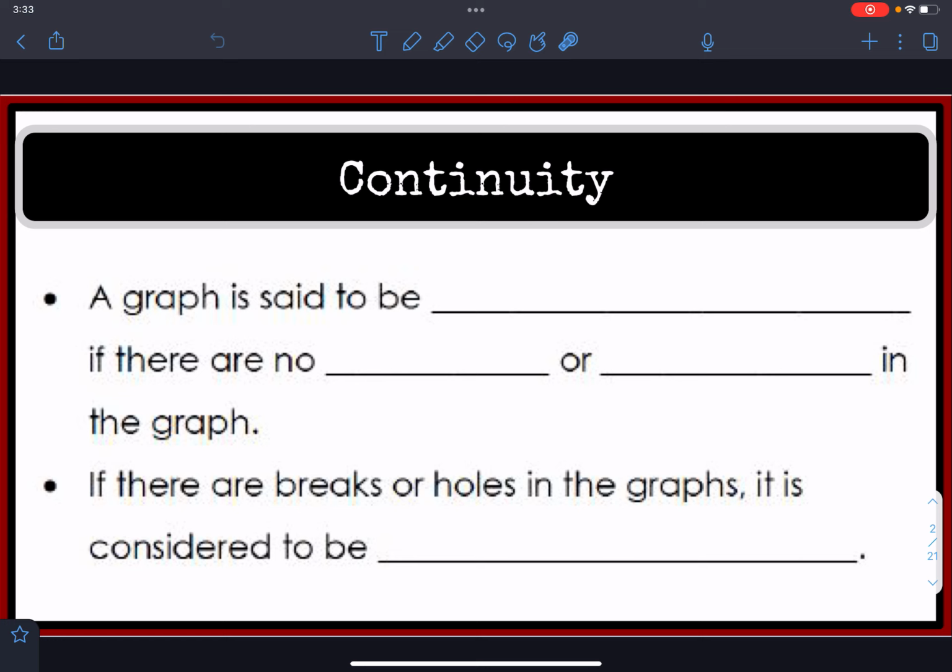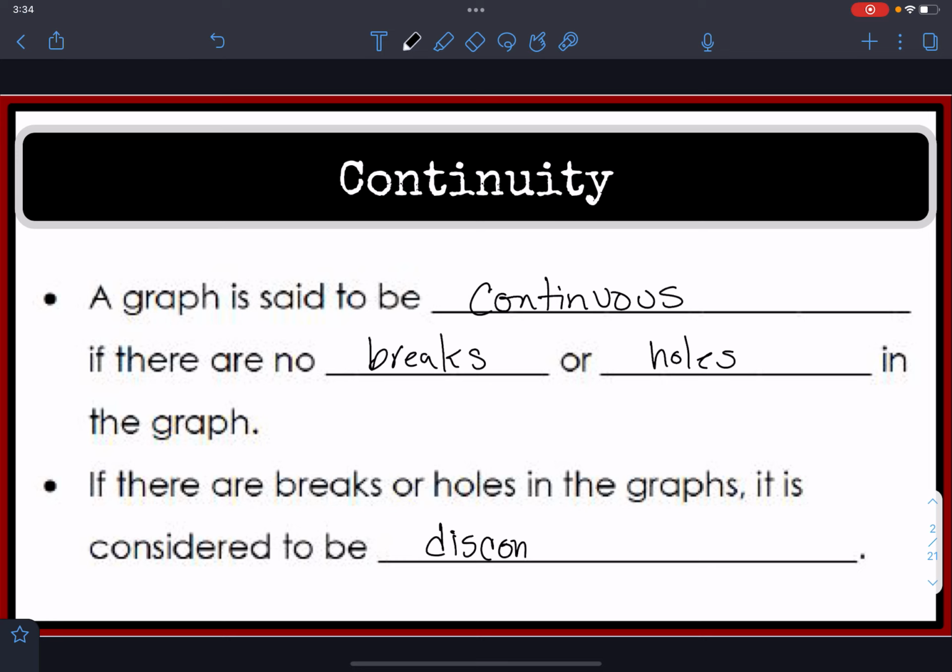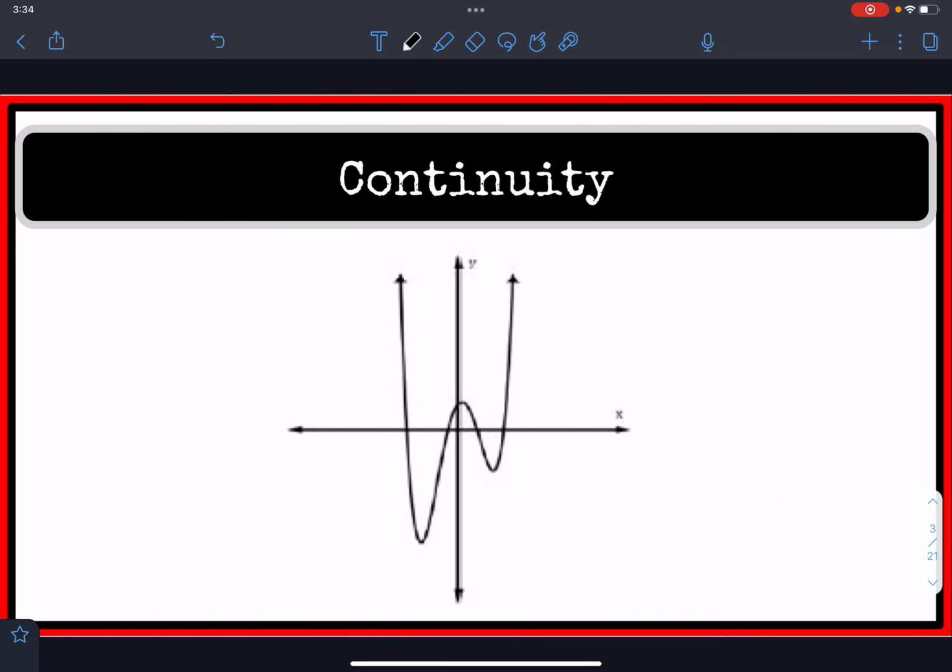Continuity means that a graph is said to be continuous if there are no breaks, holes, or gaps throughout the graph at all. Now, if there are breaks or holes in the graph, then that's called discontinuous. So that's the antonym to the word continuous. Let's look at the graph on the next slide.